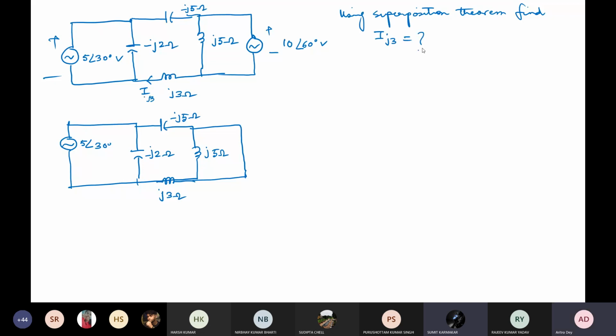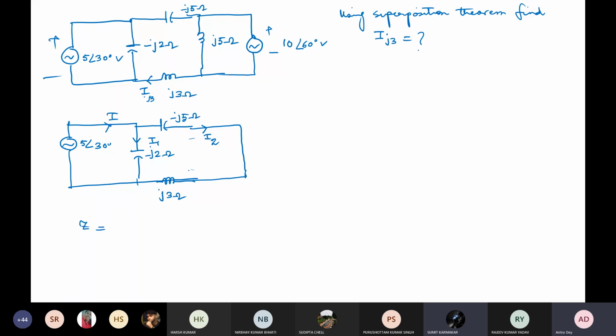Okay. So then we should bypass this, and this should not be there. We'll take this only. So we can redraw it again. I'll just remove this source from here because it is a short circuit now. Okay, so then we should find out this. There is a simple current branching rule you can apply, right? So what will be the effective impedance, the parallel combination of these two.